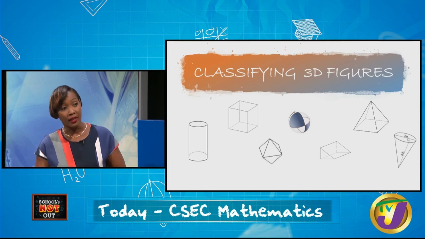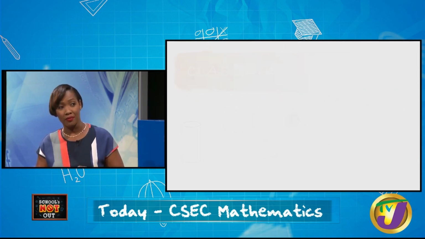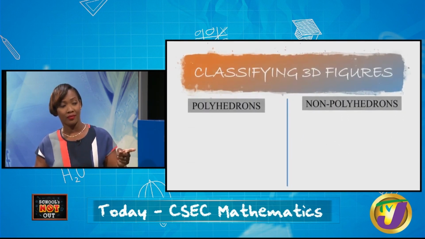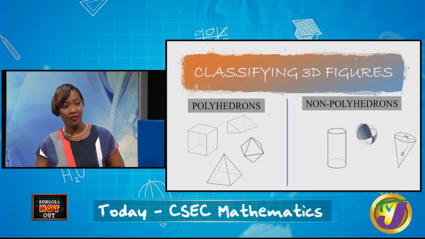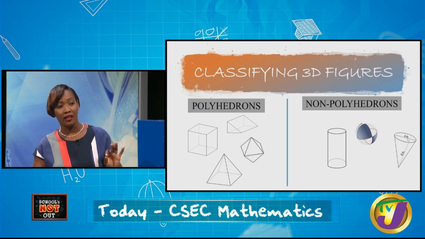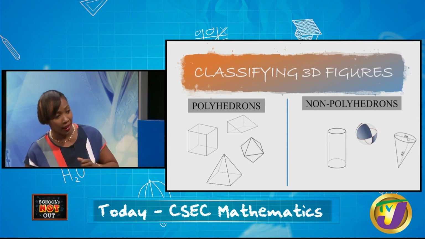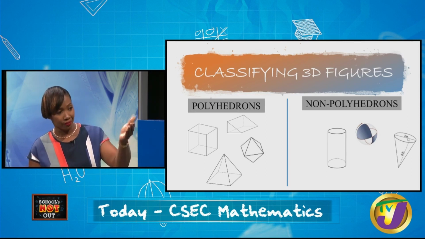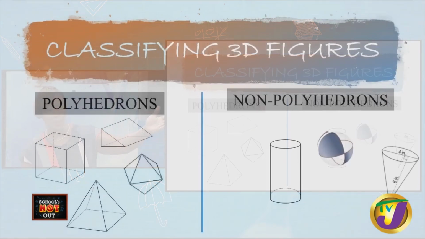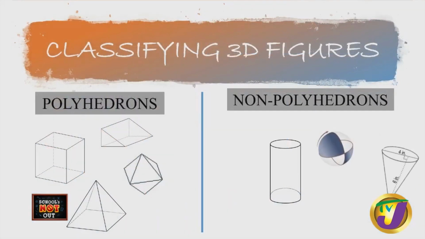All right, so let's look at our groups. So we have our polyhedron group, and you'd see those solids over there with polygon faces. And then you have your non-polyhedrons, your cylinder, your sphere, and your cone. Over here you'd have your cuboid, your prism. Well, your cuboid is a prism, and then you'd have your pyramid.